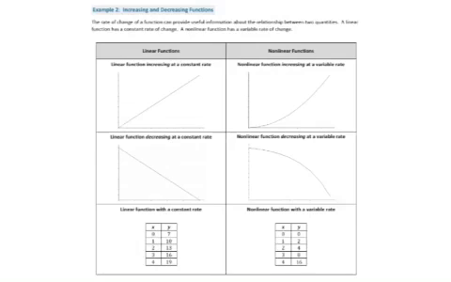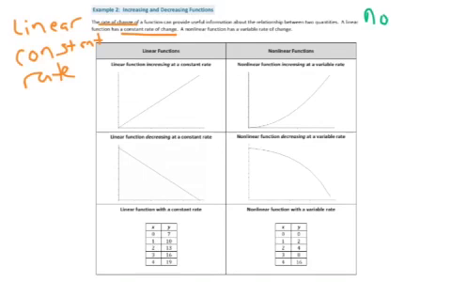The rate of change of a function can provide useful information about the relationship between two quantities. A linear function has a constant rate of change, which means the same rate of change. So if it's linear, you're going to have the same rate of change, a constant rate. And if it's nonlinear, you are not going to have the same rate of change. There's not a constant rate.